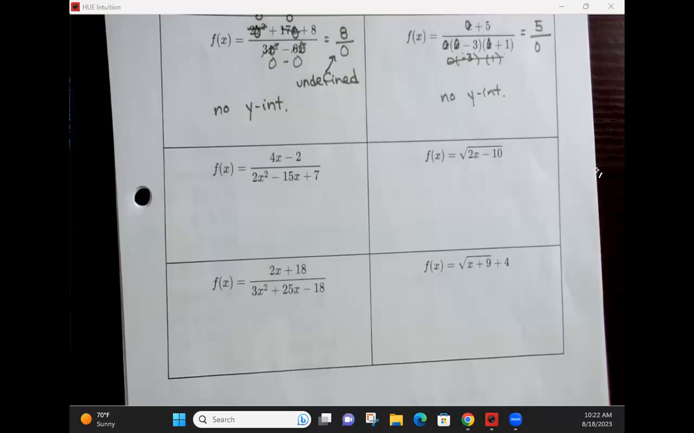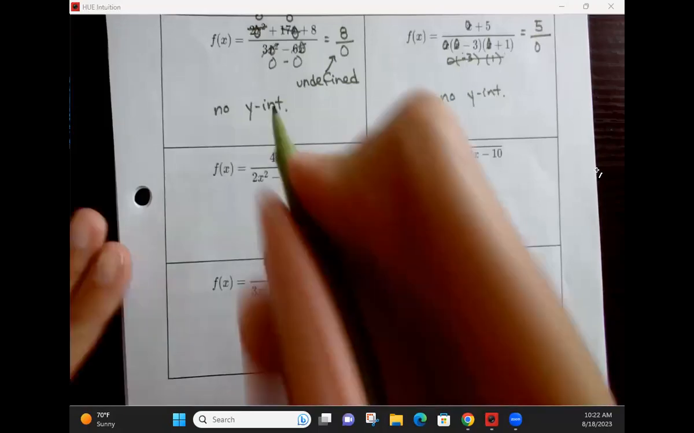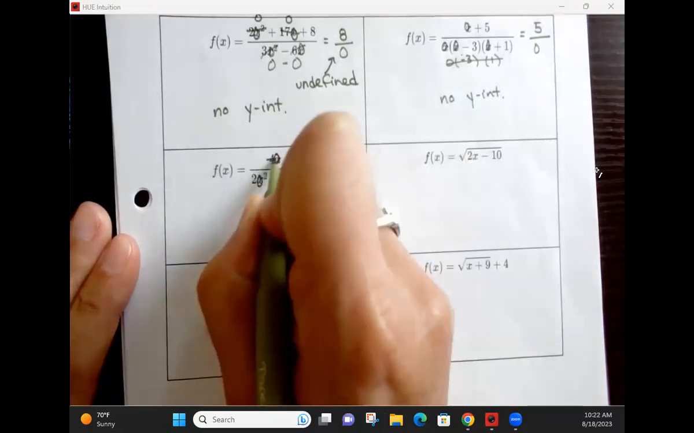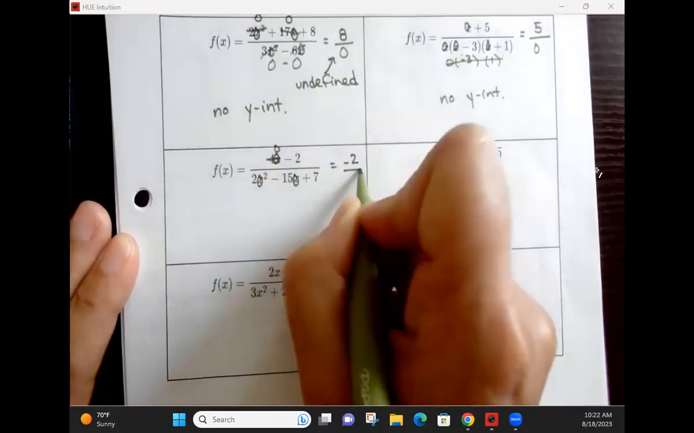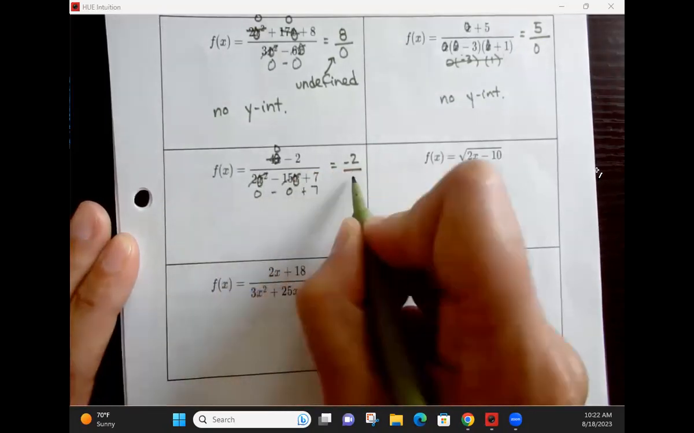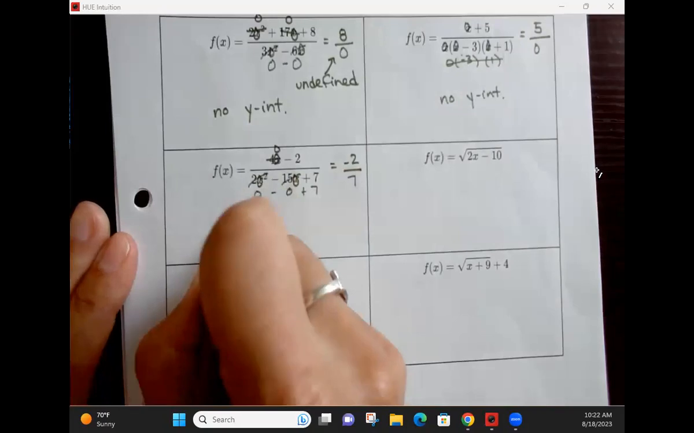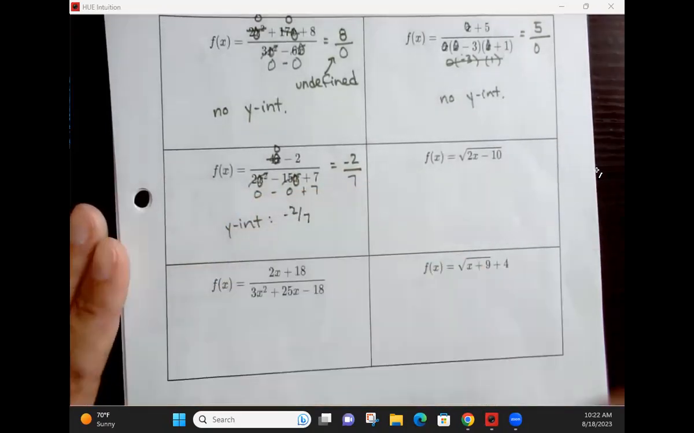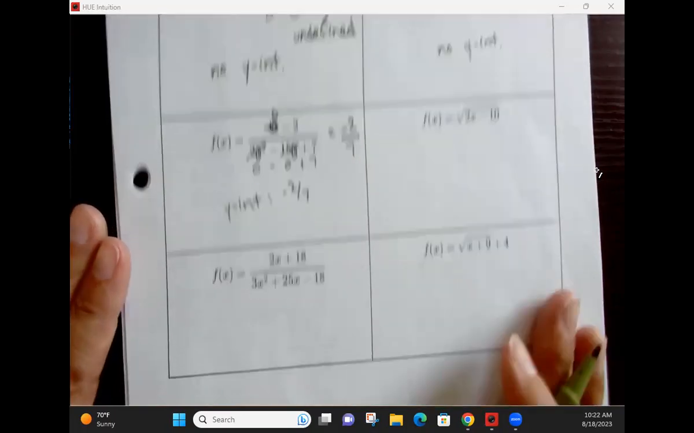Did you get y-intercepts? Yeah, so just because it's a rational function doesn't mean it's not going to have a y-intercept. Plenty of them don't have y-intercepts. Plenty of them do have y-intercepts. This guy would be, if I plug in 0 for all my x's, 0 minus 2, so negative 2 over 0 minus 0 plus 7. Negative 2 over 7. Maybe not the prettiest y-intercept in the world, but it's a y-intercept.